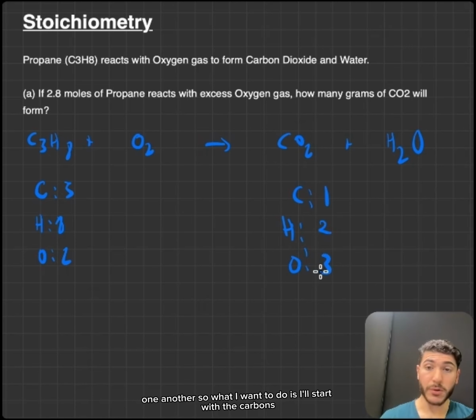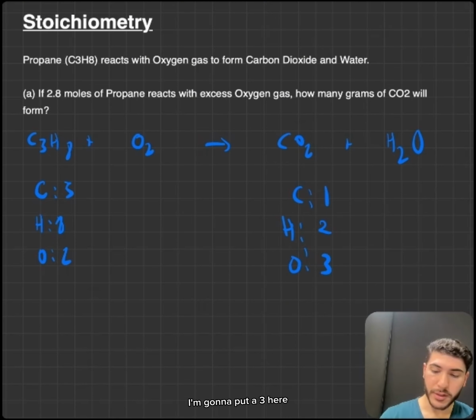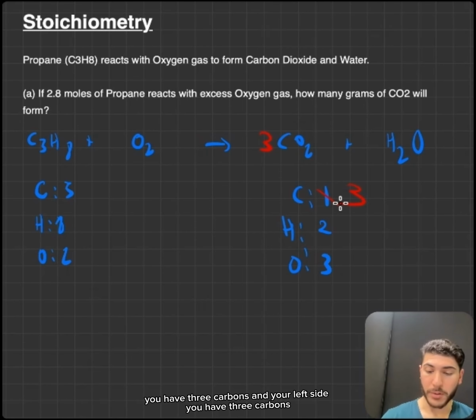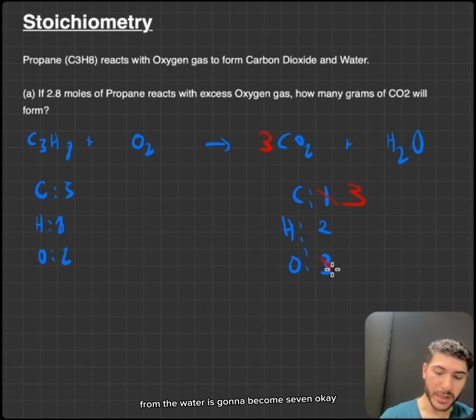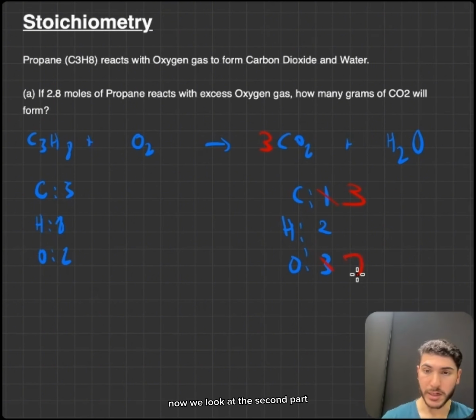So I'll start with the carbons. To make sure I have an equivalent amount of carbons, I'm going to put a 3 here. So now on my right side, instead of 1 carbon, I have 3 carbons, and on the left side I have 3 carbons, so we're good. But the oxygen has changed. Instead of being 3, it's now 3 times 2, which is 6, plus the 1 from the water, which becomes 7.